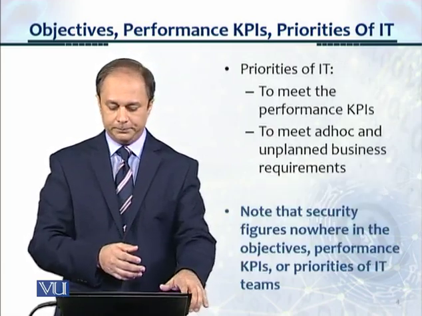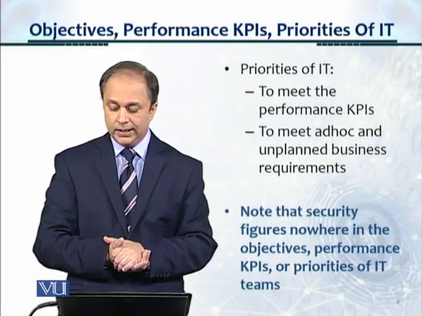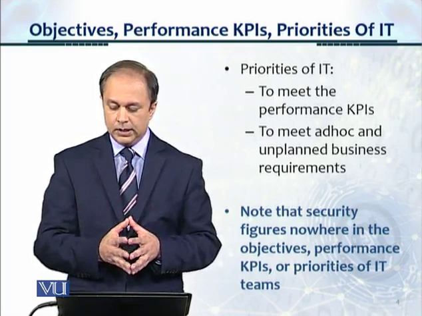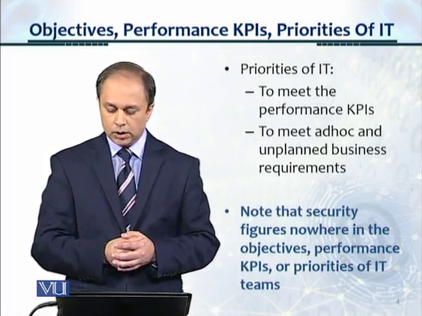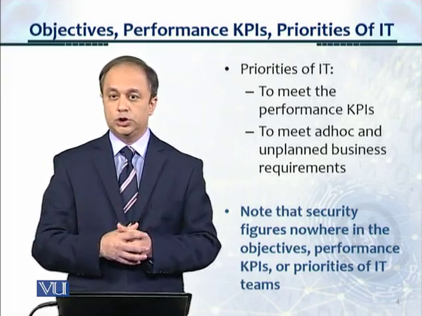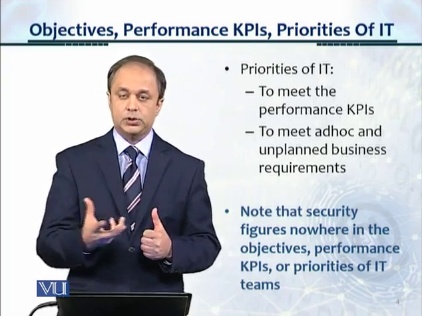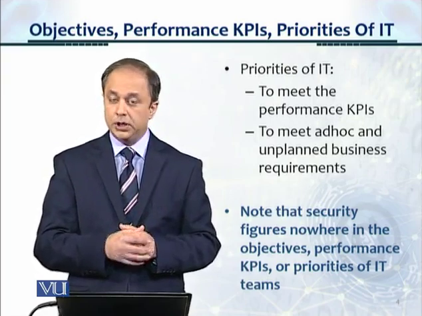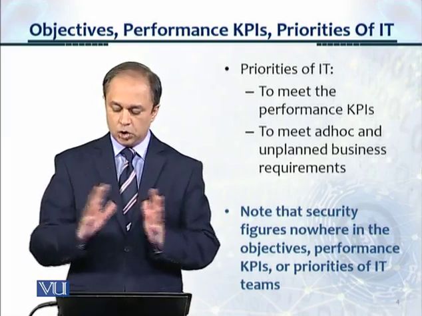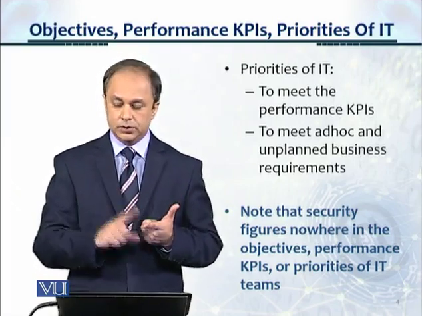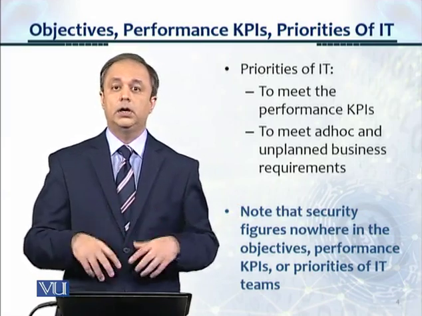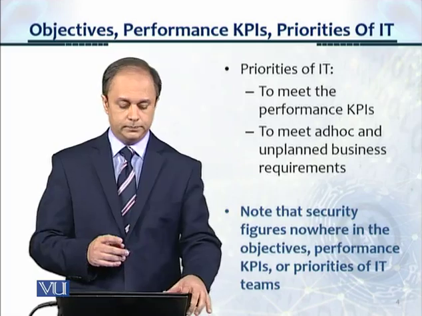run properly. So the priorities of IT are really to meet the performance KPIs, to keep the data center and the applications running, and also to meet ad hoc and unplanned business requirements, because suddenly there was a change in the business environment and the business has a requirement. And note that security requirements are present nowhere in the objectives, performance KPIs, or priorities of IT typically. There are exceptions, but there are very few.